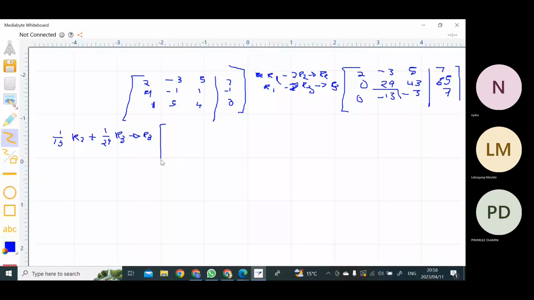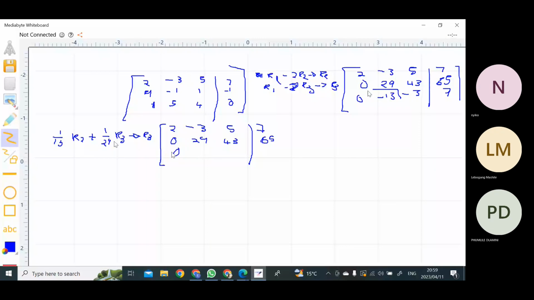So we're just going to write the matrix as it is: 2, minus 3, 5, 7, and then 0, 29, 43, and 65. Then here we know that we're going to get 0. With this calculation, 0 times 0 is 0. 0 times 0 also is 0.